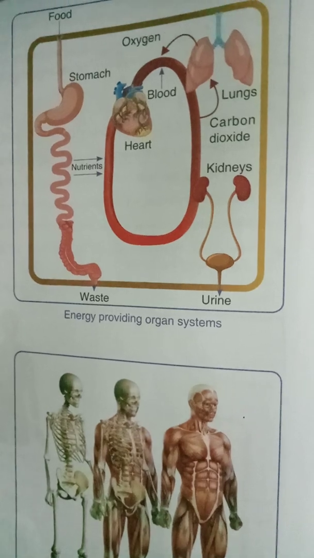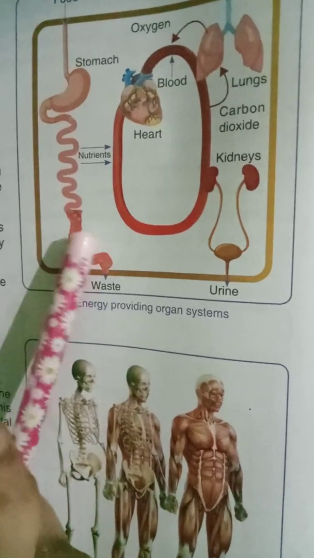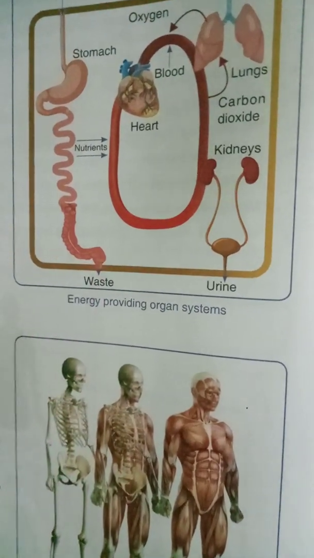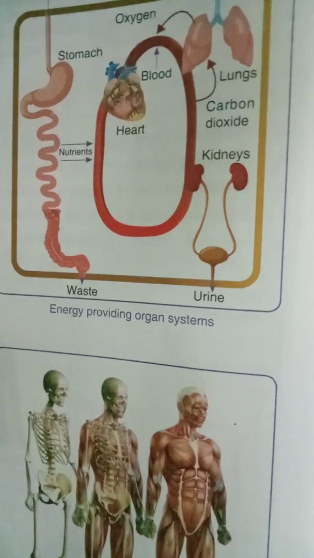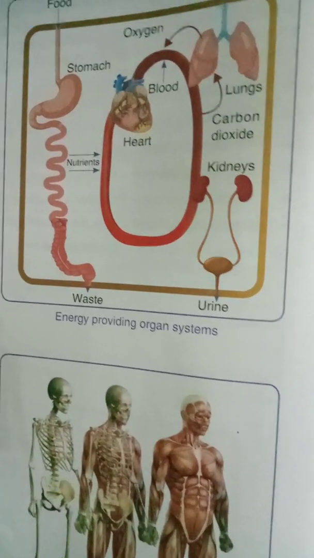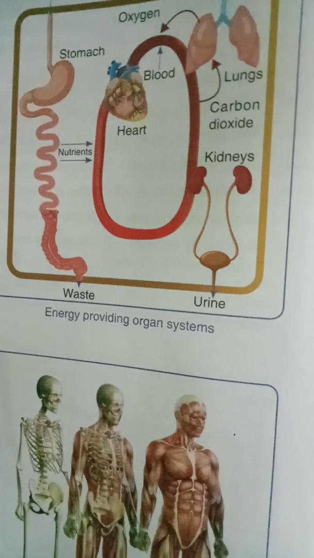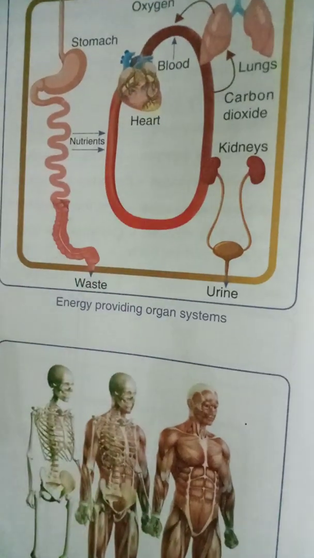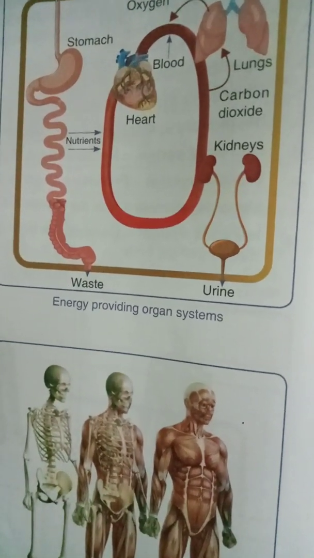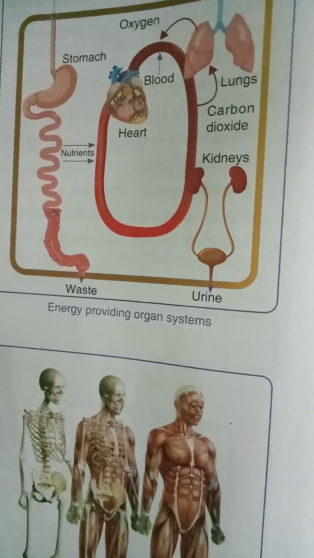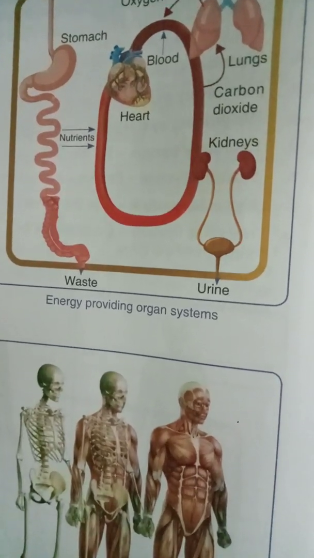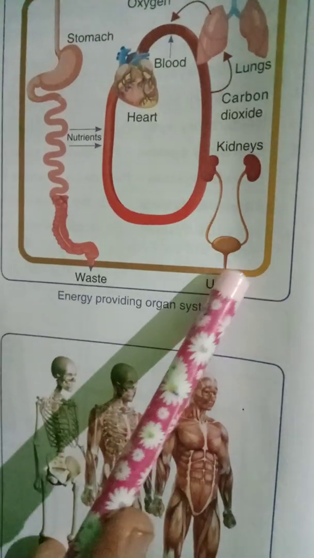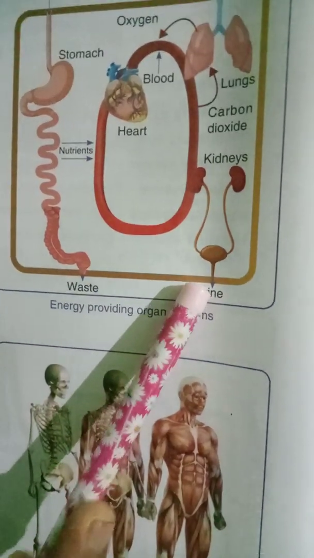Okay, so this one is our digestive system. It breaks down the food that we eat and changes it into nutrients. And this one is the circulatory system. This system carries the oxygen and nutrients to different parts of our body. So children, do you know what this is?